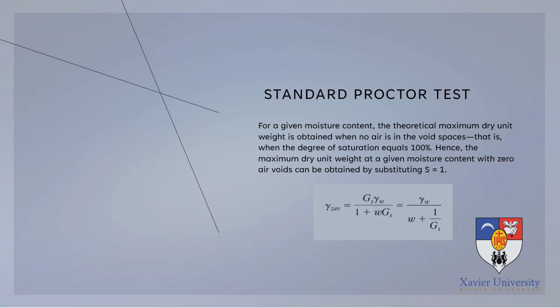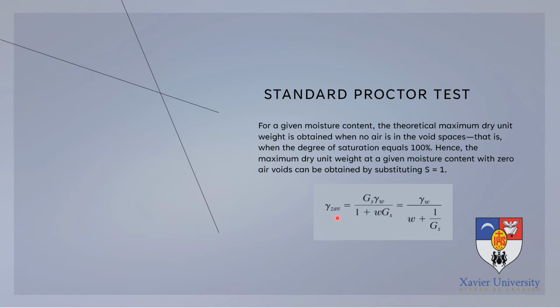So for a given moisture content, the theoretical maximum dry weight is obtained when no air is in the void spaces, that is, when the degree of saturation equals 100%. Hence, the maximum dry unit weight at a given moisture content with zero air voids can be obtained by substituting S is equal to 1. So first is the formula gamma ZAV, wherein this is the maximum dry unit weight when there is no air in the void spaces or when saturation is equal to 100.